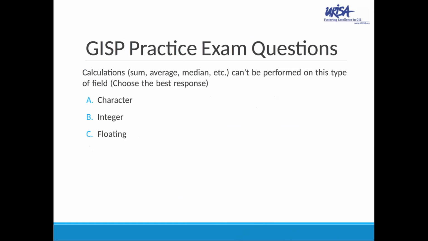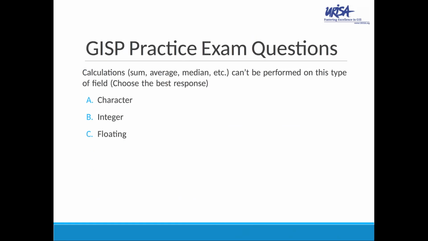So in calculations, which field type cannot have numerical calculations performed on them? So we have a mathematical type of integer, a mathematical type of floating, and character. You can't compute the average of a character field.